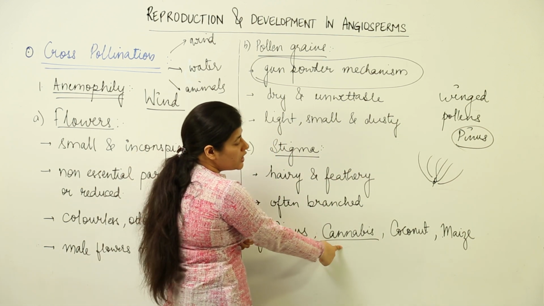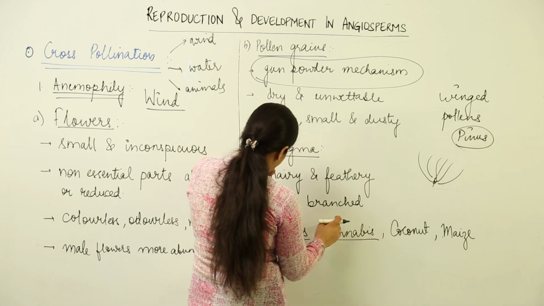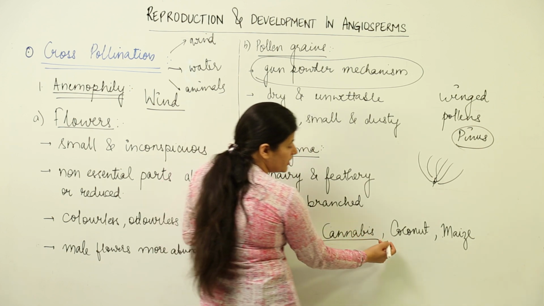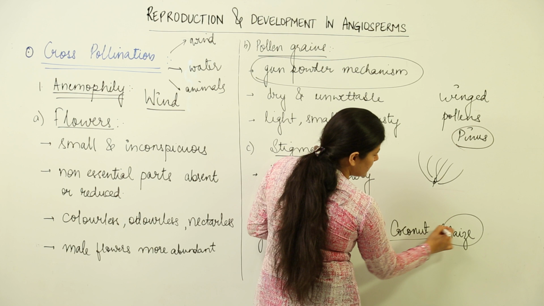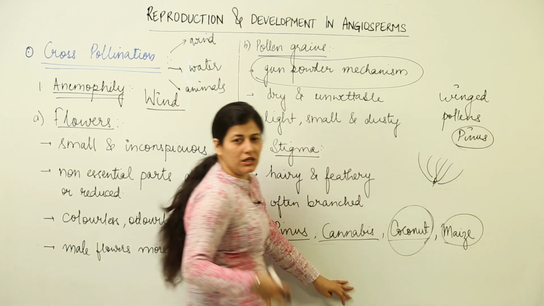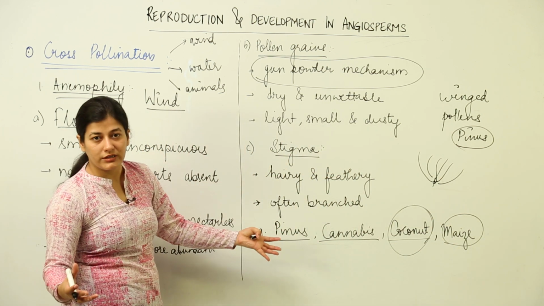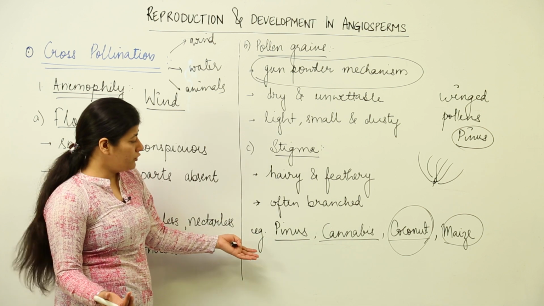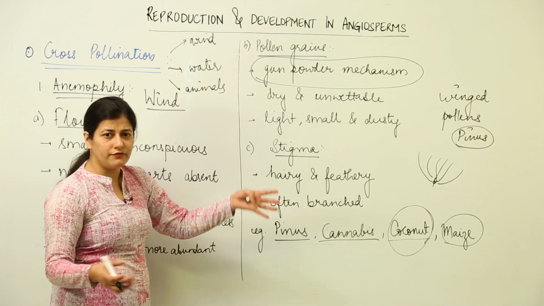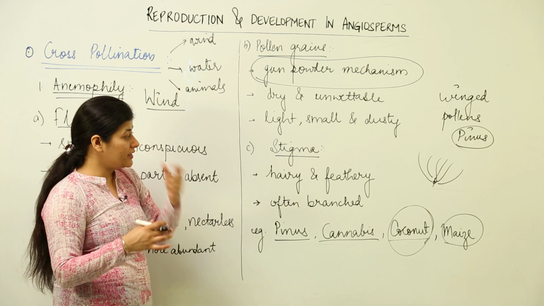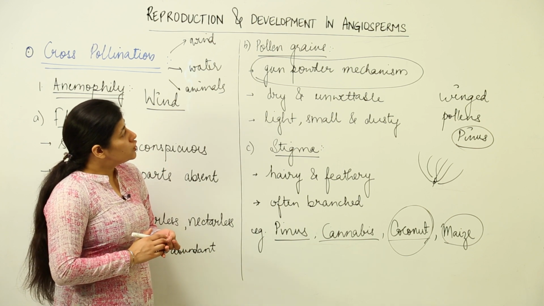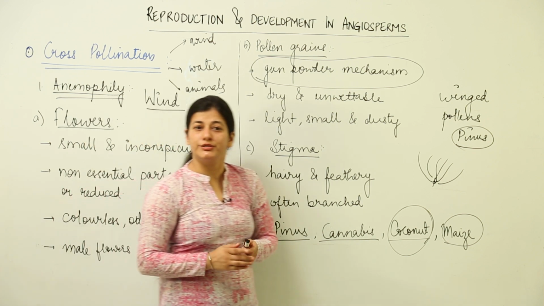We have Cannabis, which is often abused in the form of drugs. Then we have coconut, we have maize. These are the few examples. You can increase your ambit of learning the examples. You can see a few more if you want to, but four would be enough in case you are preparing from an exam point of view. So this is all about anemophily.